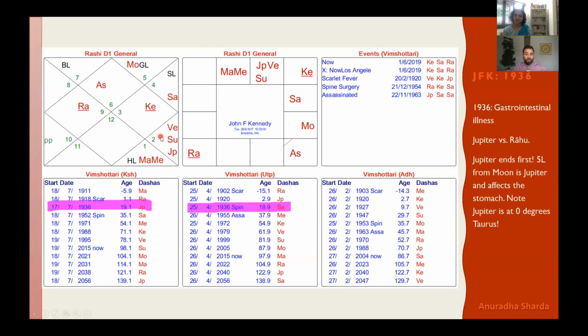5th lord from Moon. So it's slight maintenance issues. Maintenance issue is exactly the problem. That's right. You got it.